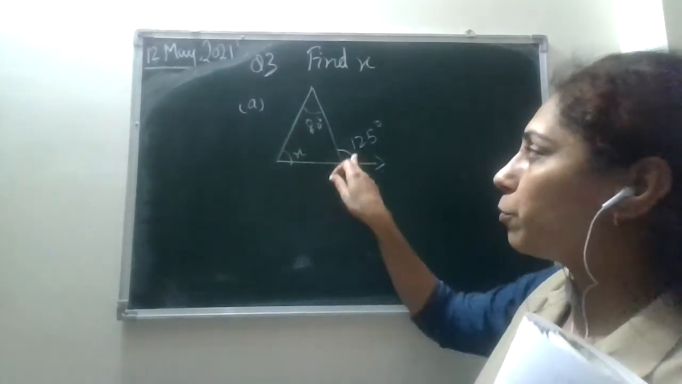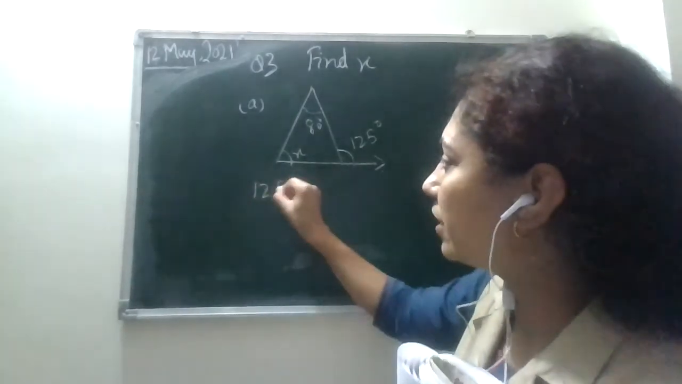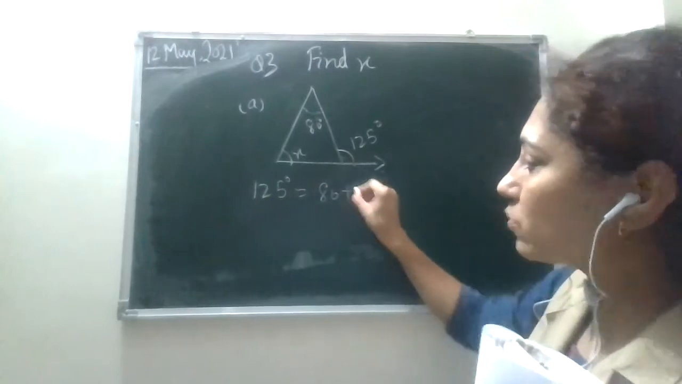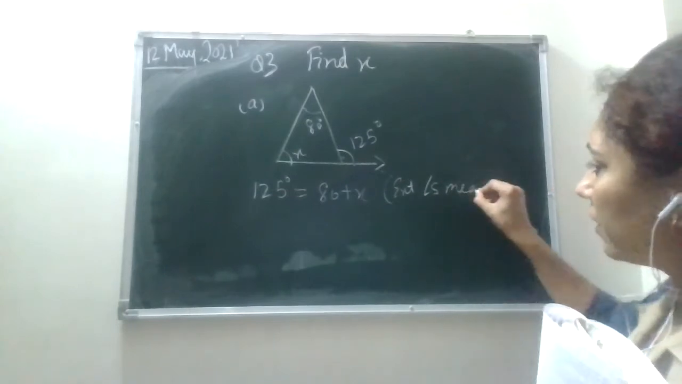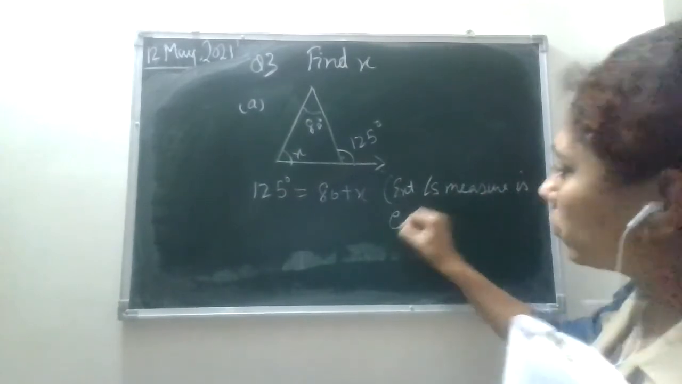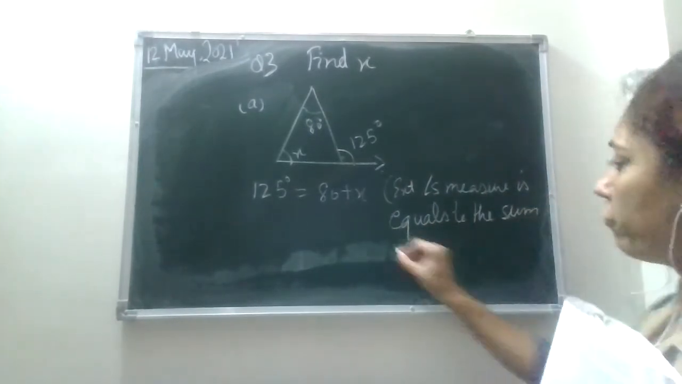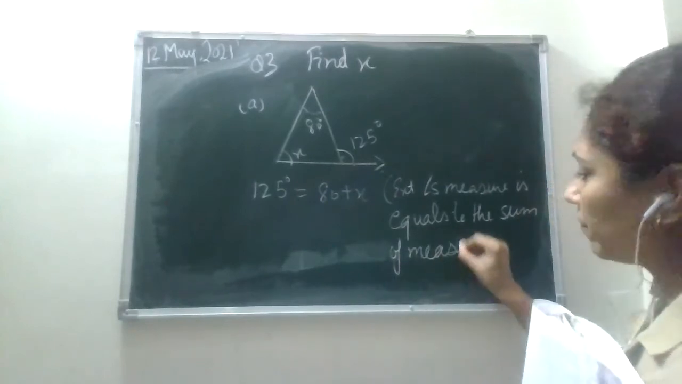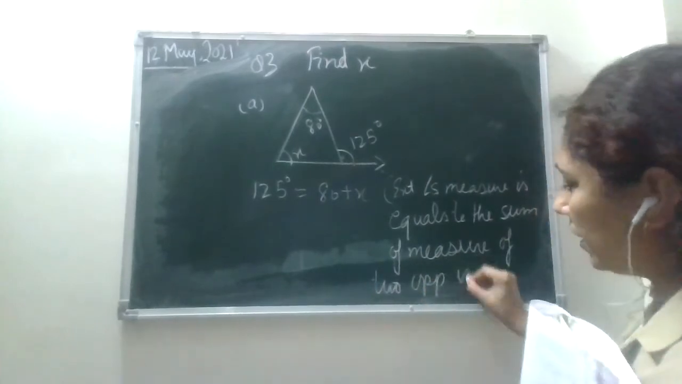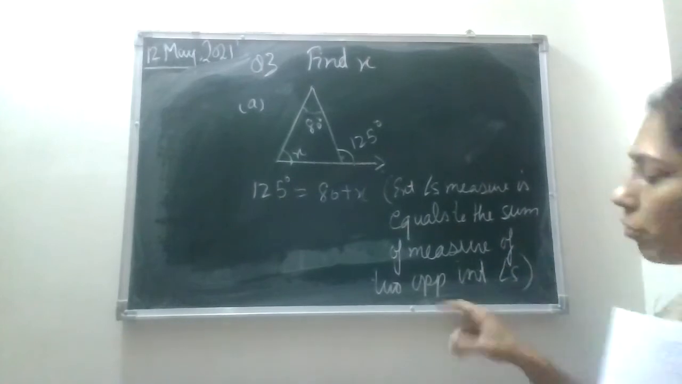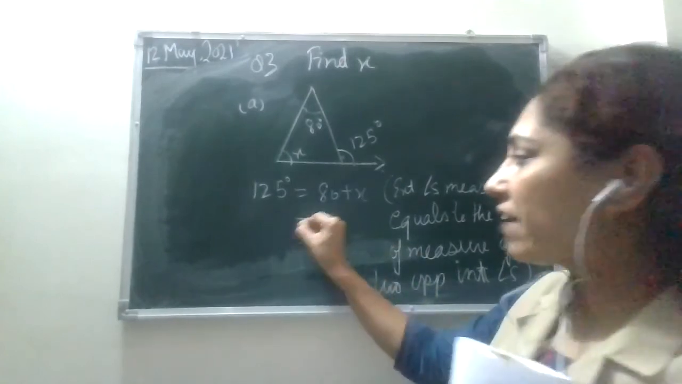You know that these are two opposite interior angles to this exterior angle. So can I write 125 degrees is equal to 80 plus x, with the last property that the exterior angle measure is equal to the sum of the measure of the two opposite interior angles. I'm writing the short form of opposite as OPP and interior as INT. Okay, so what answer will we get?